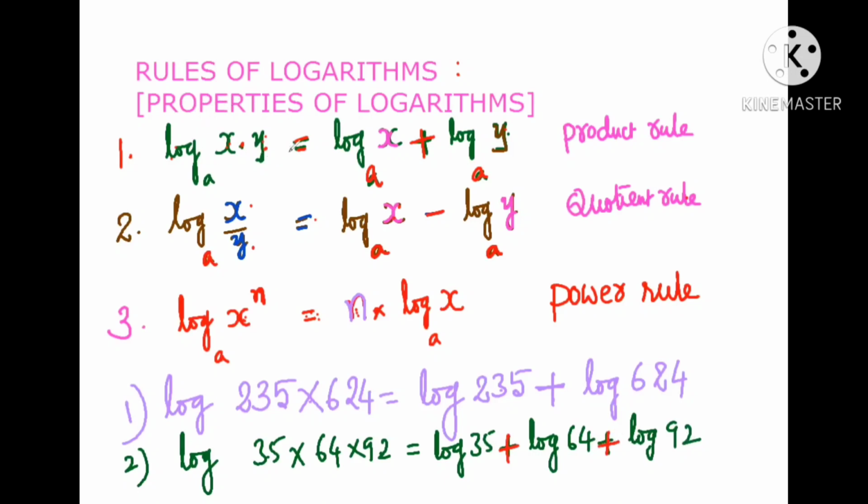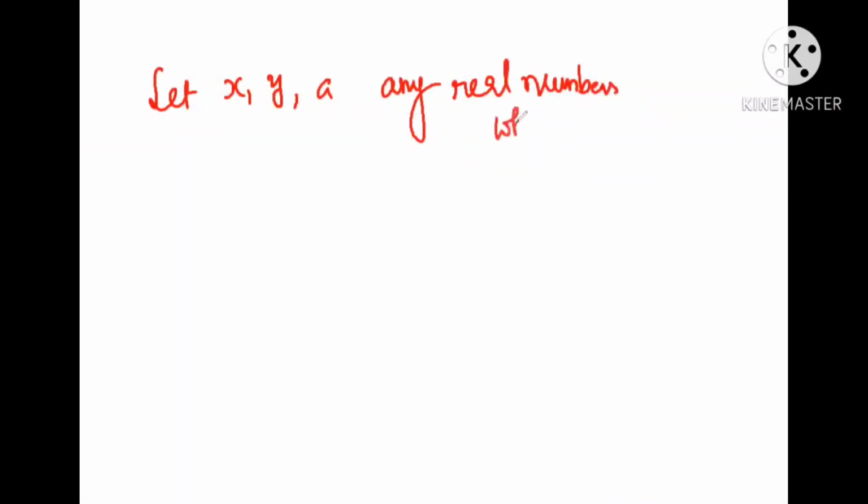Now let us prove the first product rule. Let x, y, a be any real numbers where x is greater than 0 and y is greater than 0 and a is also greater than 0 and a not equal to 1. These are the conditions for taking the numbers.